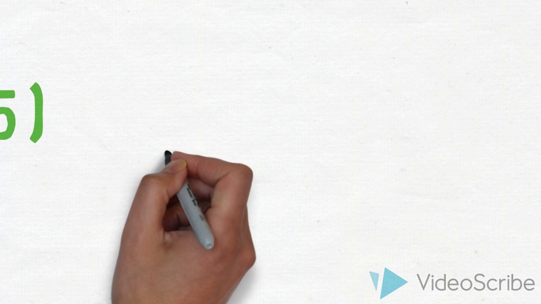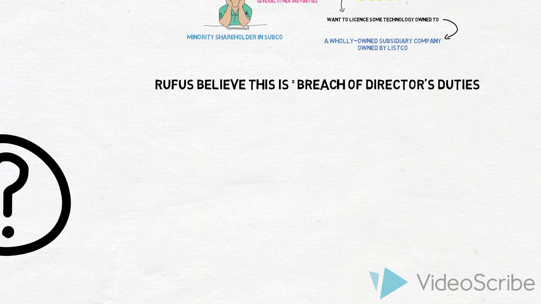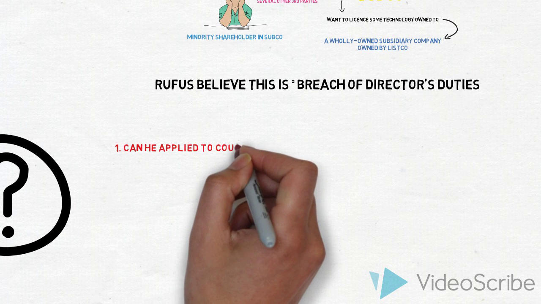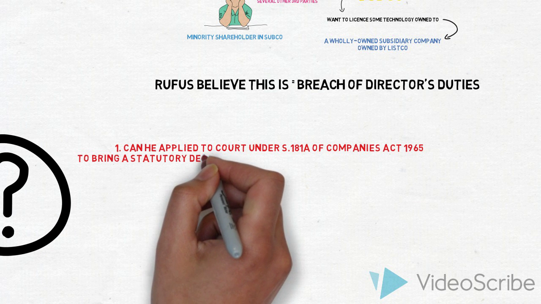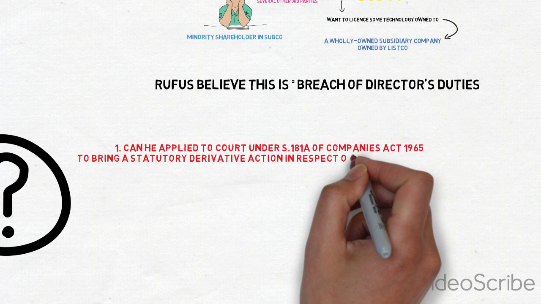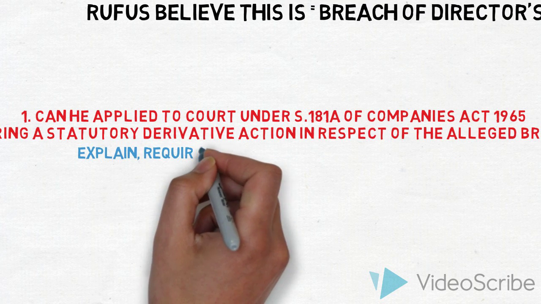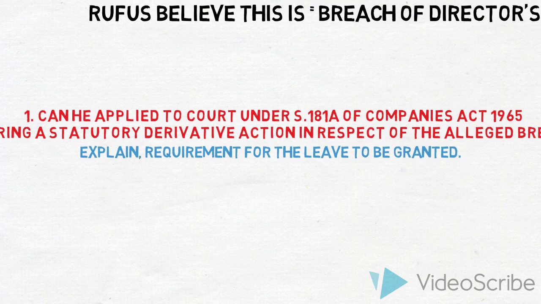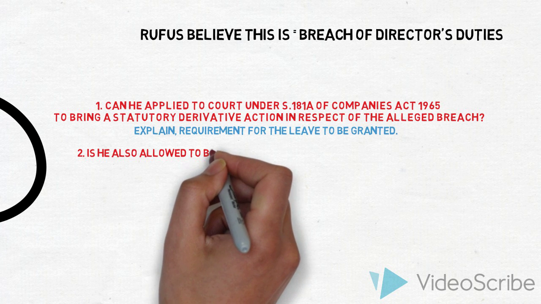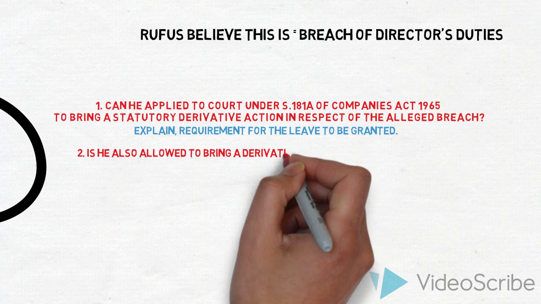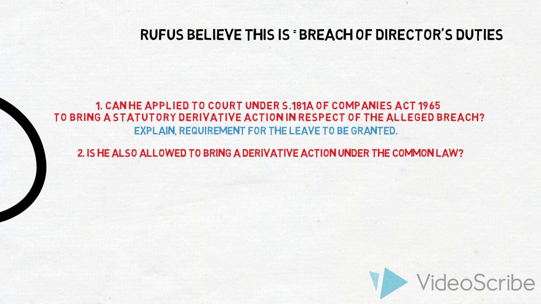The issue that arises from the case is that, first, can he apply to court under Section 181A Companies Act 1965 to bring a statutory derivative action in respect of the alleged breach? Explain the requirement for that leave to be granted. Secondly, is he also allowed to bring a derivative action under the common law? If yes, what are the factors that will influence the court to make the order?